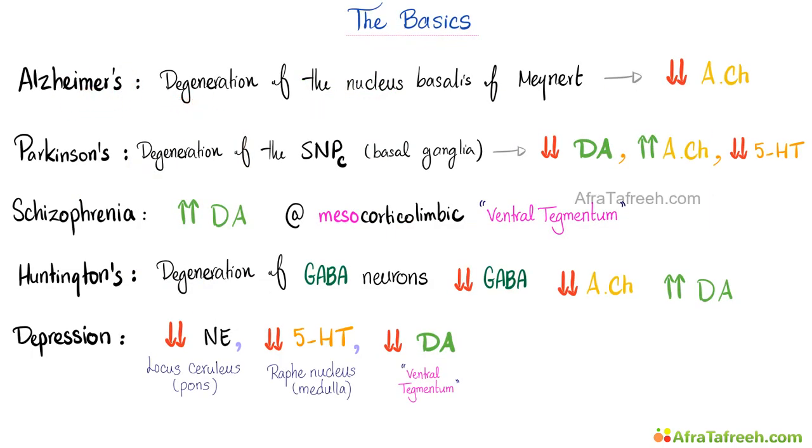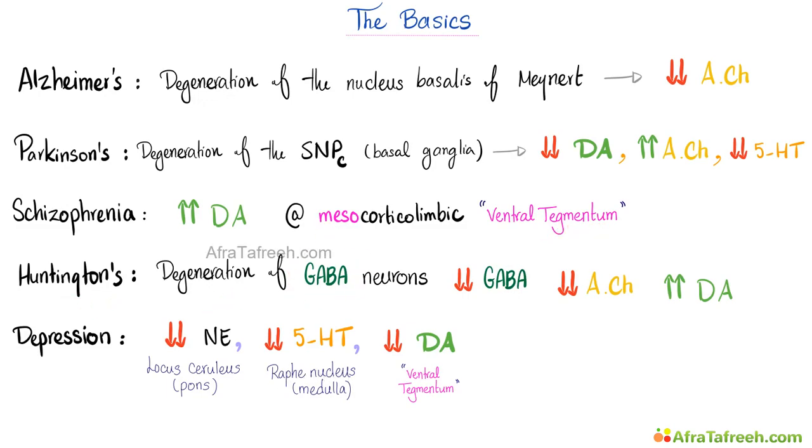Let's start with the basics of these diseases. Alzheimer's, where's the problem? Degeneration of the nucleus basalis of Meynert. This is responsible for secreting acetylcholine. Now, it's damaged. No acetylcholine. Parkinson's, degeneration of the substantia nigra pars compacta, part of the basal ganglia. It's also part of the midbrain, leading to decreased dopamine. As a result, you will have increased acetylcholine, maybe decreased serotonin. Schizophrenia, dopamine is firing at the mesocortical limbic, specifically the ventral tegmental area, which is part of the midbrain.